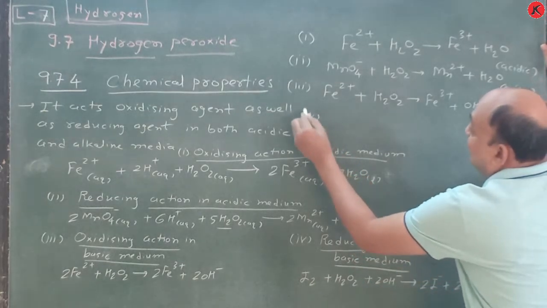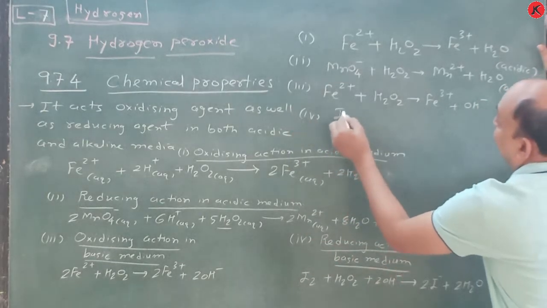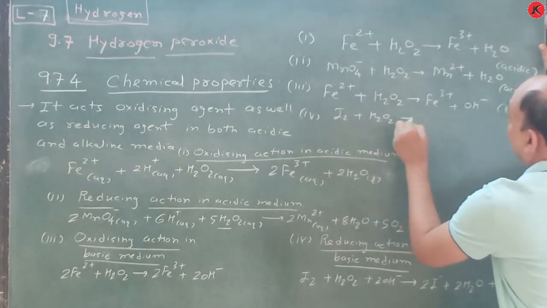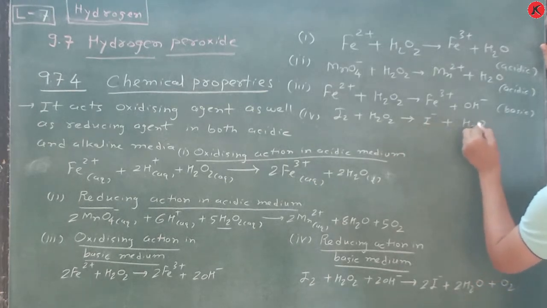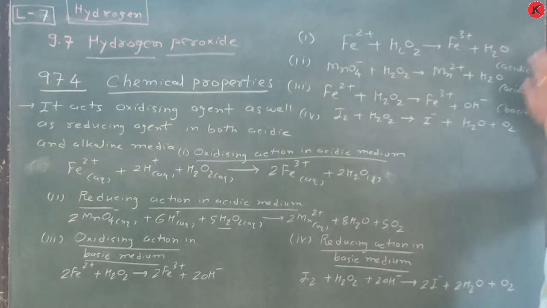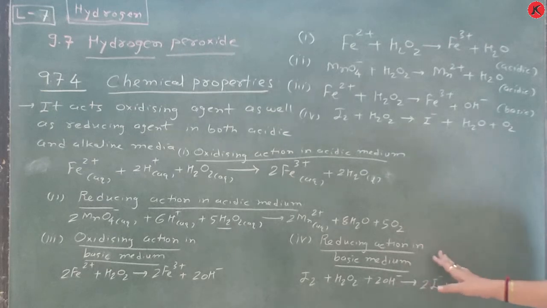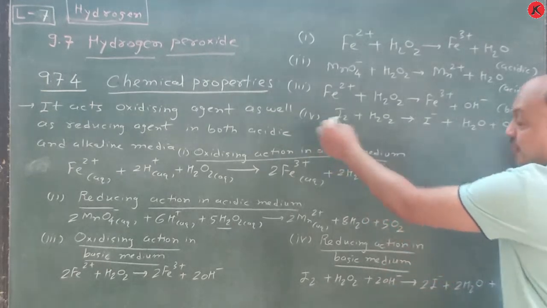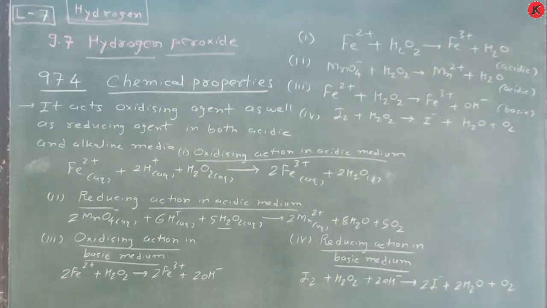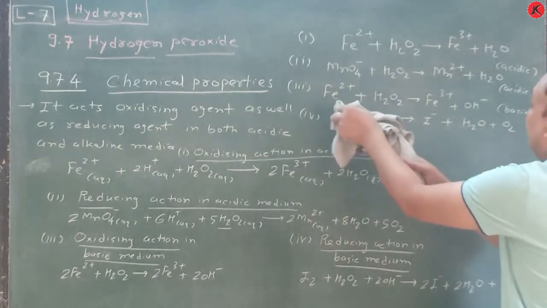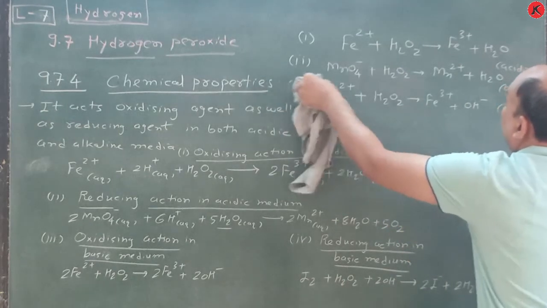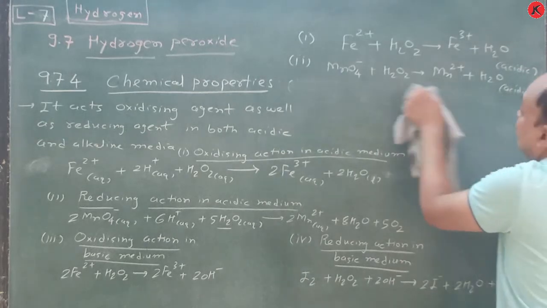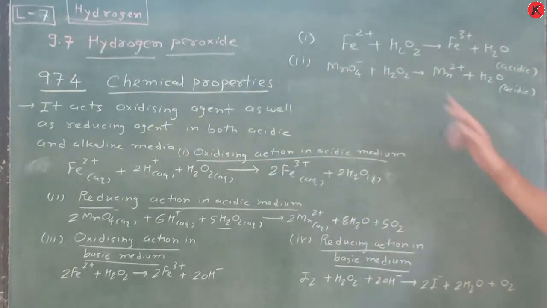And the fourth one is, once again, a very easy reaction. I2 plus H2O2 gives I minus plus H2O plus O2. Write this according to reducing action in basic medium. But do not balance this. The fourth one you do not balance. You just have to remember this one. First and second, just balance. This is your homework. Okay, this one is not in your homework.